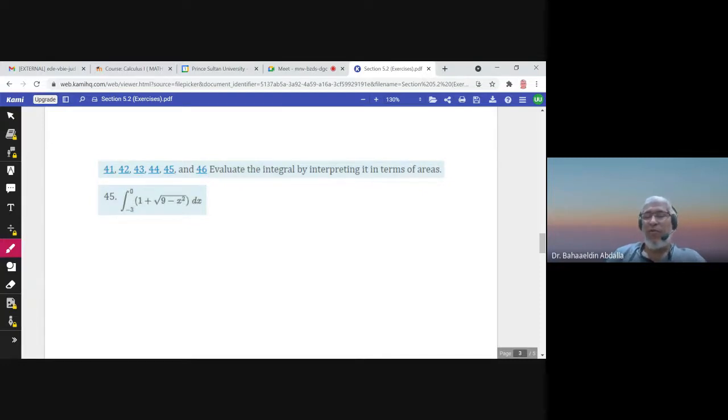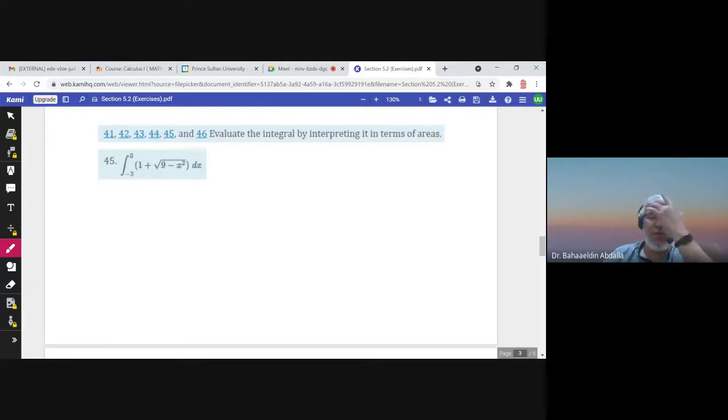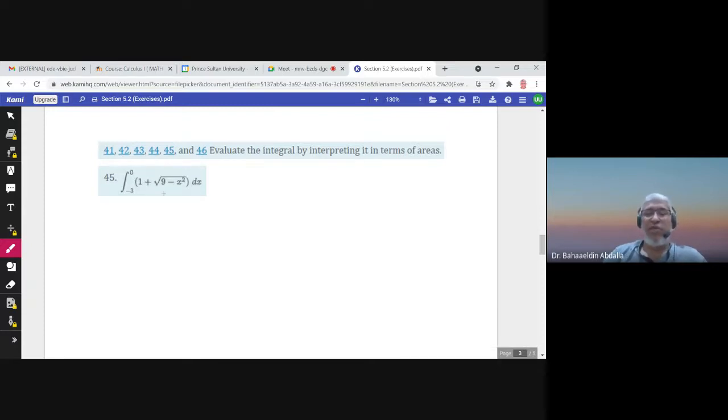Okay, another type of question: evaluate the integral by interpreting it in terms of areas. So we need to graph this area and find the area of the region. Graph the region represented by the function. I will make it easier for myself, and I will divide this integral into two integrals. So it's the integral from negative 3 to 0 of 1 times dx, or just dx, plus the integral from negative 3 to 0 of the square root of 9 minus x squared dx.